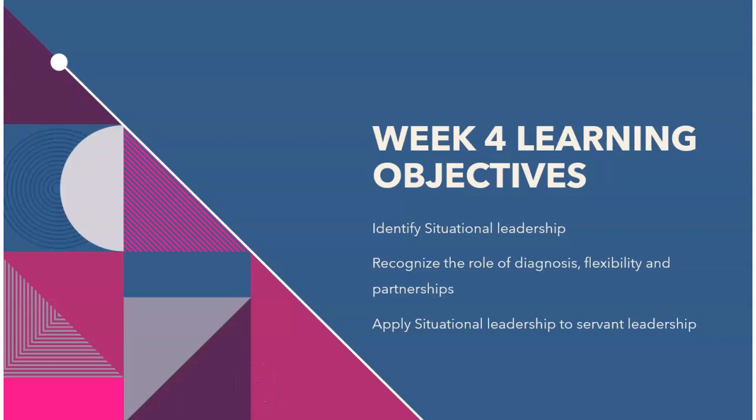Three things I want to focus on, and these are primarily derived from the servant leader text by Blanchard and Hodges. Today, we're going to talk situational leadership. My goals today are: one, to identify situational leadership and understand it. Two, recognize the roles of diagnosis, flexibility, and partnerships. These are the three key traits of situational leadership that lend so beautifully to servant leadership. And then lastly, let's connect the dots. Let's apply situational leadership to servant leadership. How do those things work so nicely together?